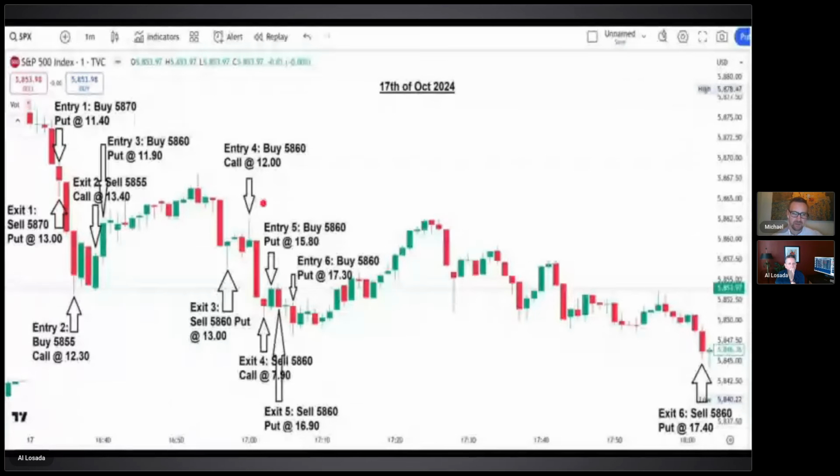People's entries and exits are not always exactly the same. But I sold the call for 790, and I got back into a put, entry 5860 put. I bought for 1580, and I sold it 1 minute later for 1690. Then the sixth trade, we bought another put, the 5860 put again for 1730. And this one took quite a while, like 45 minutes or something like this. And I actually closed it for more or less break even, for a small profit for 1740, because I had achieved my daily target that day.